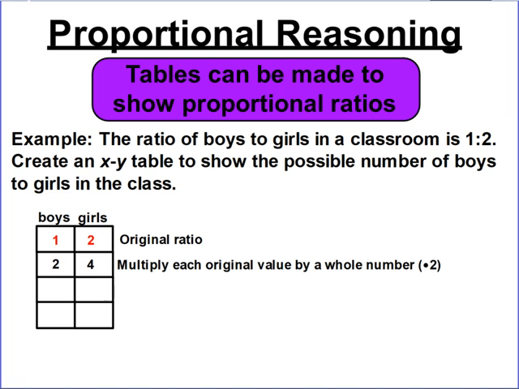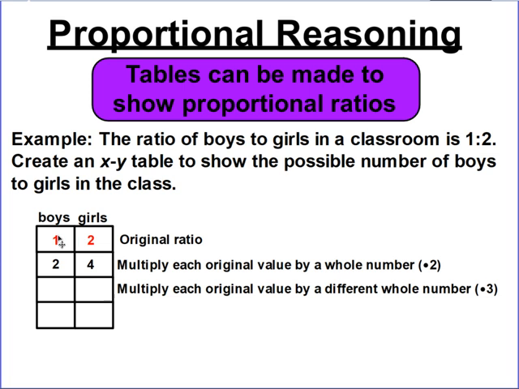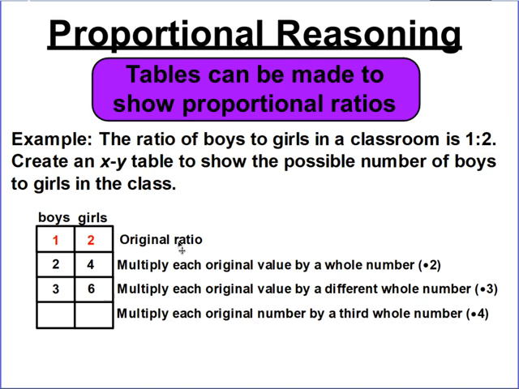If I take my original ratio and multiply each of the red numbers by 3, 1 times 3 gives me 3. 2 times 3 gives me 6. So the number of students that could be in the room is 3 boys and 6 girls. That ratio is proportional to the original. Now let's do one more. We'll multiply each of the red numbers by 4. 1 times 4 gives me 4. 2 times 4 gives me 8. So there could be 4 boys and 8 girls in the room.